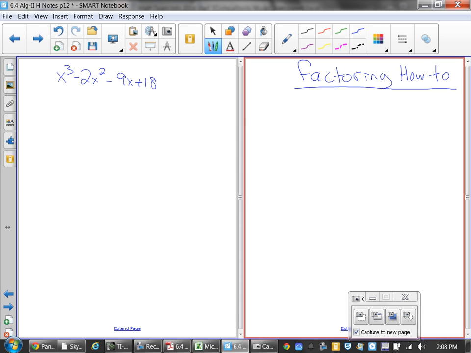So when I'm factoring, no matter how many degrees or how many terms it is, I'm always going to look for a GCF first. After I do that, then I start to think about all the other ways I know how to factor. So I'm going to factor it somehow.